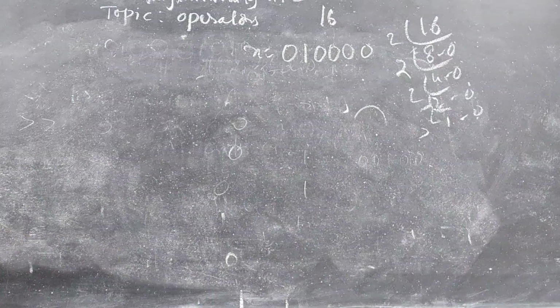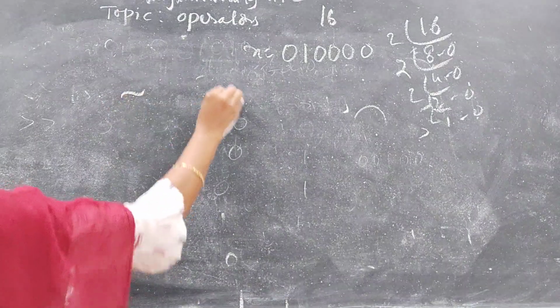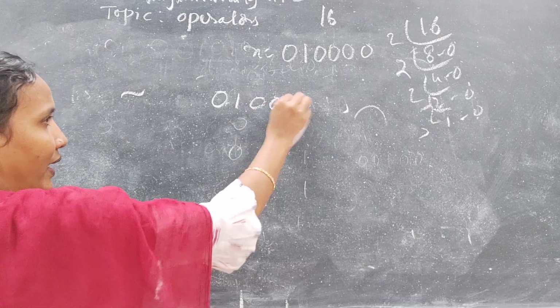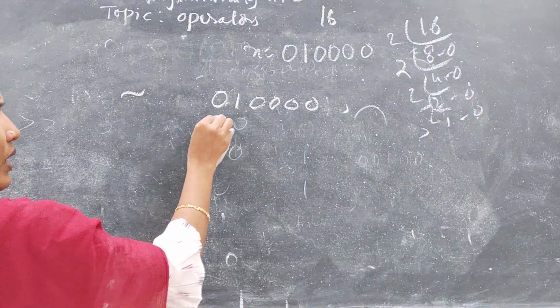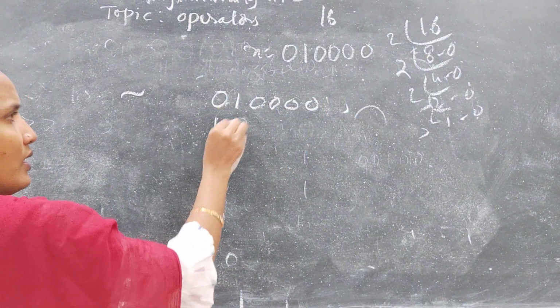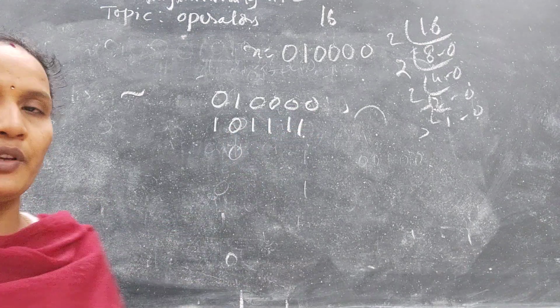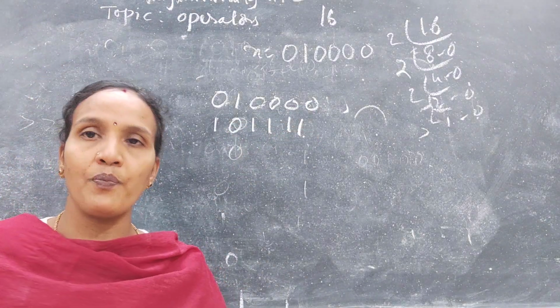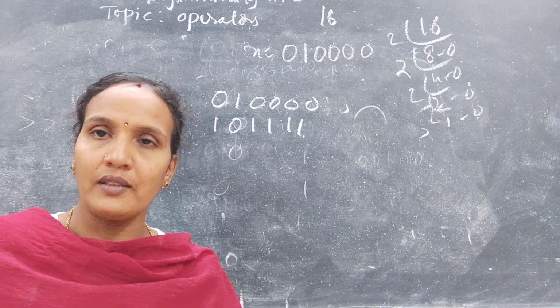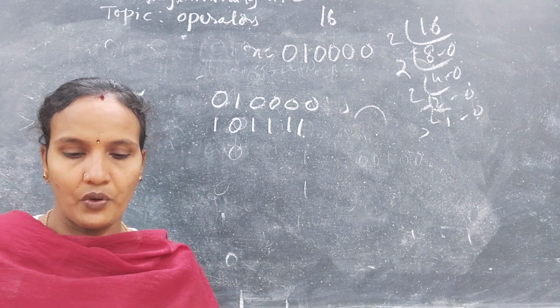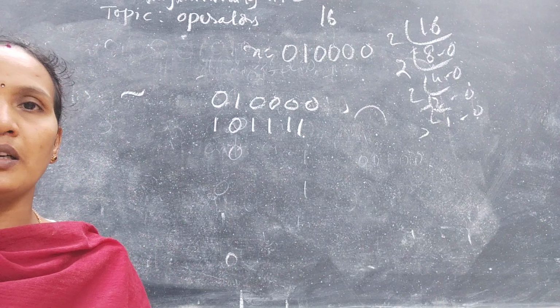Next, complement is there like this. If it is like this: 0, 1, 0, 0, 0, example is 60. Then how do you get 1, 0, 1, 1, 1 like this? You will get the reverse: wherever you have zeros, there you will get a 1. Wherever you have a 1, you will get zeros. Okay, so that is a complement.